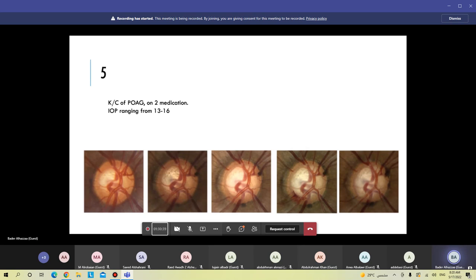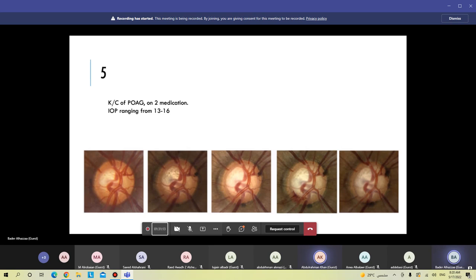Can you comment on these images from left to right? Yeah, starting from the left, you can see that the rim looks preserved. There is a cup to disc ratio of maybe 0.3 to 0.4. Going to the right side, the superior rim starts to be thinner, and so it shows progression, increasing cupping. Why do you think this can happen? Why do you think it is progression?